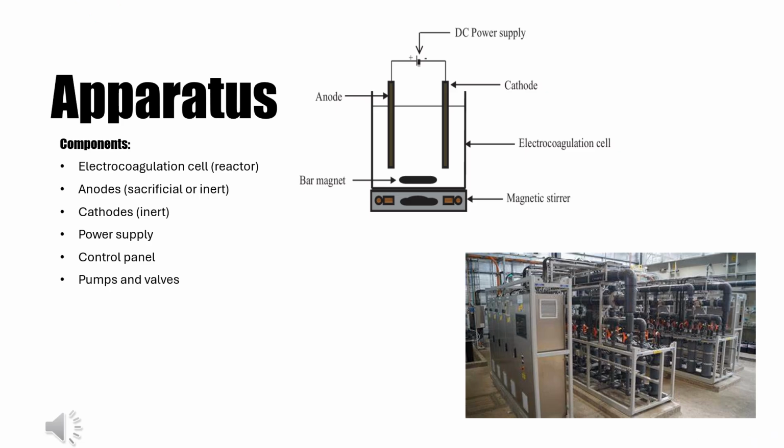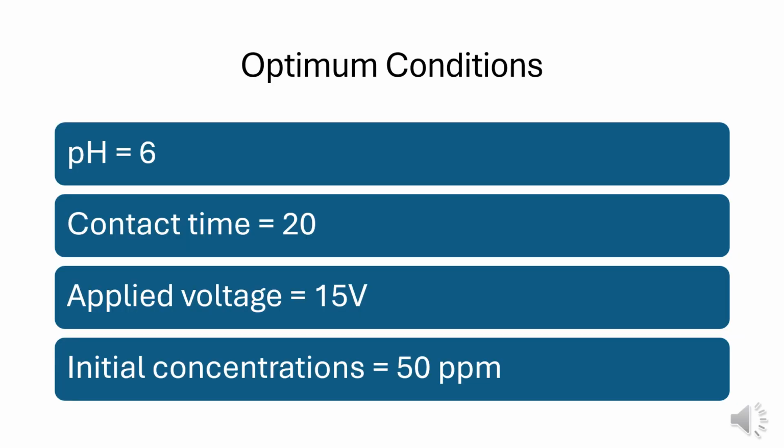I'll be talking about the apparatus. The apparatus consists of the electrocoagulation cell, which is the reactor, the anodes and the cathodes, which are both inert, a power supply, a control panel, and pumps. For the apparatus to work at optimum condition, the pH has to be at 6, contact time 20, applied voltage at 15 volts. The initial concentration of the reactant should be at 50 parts per million.